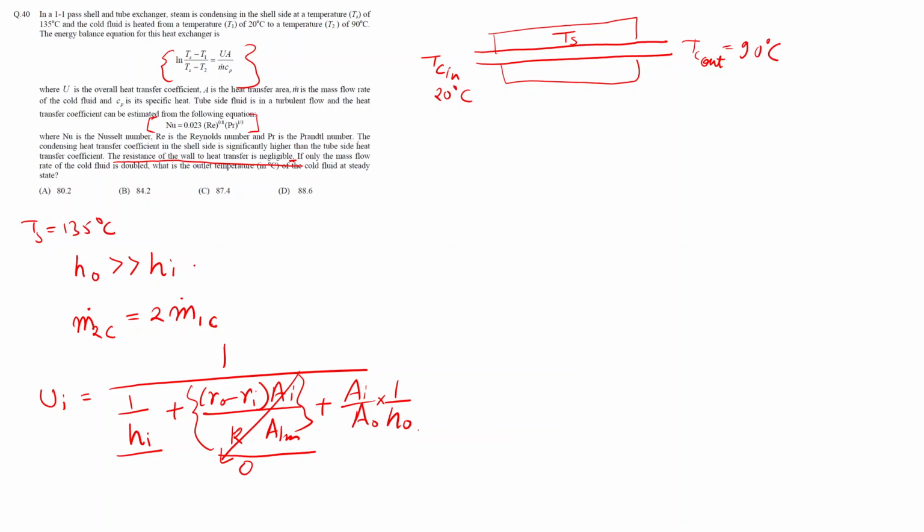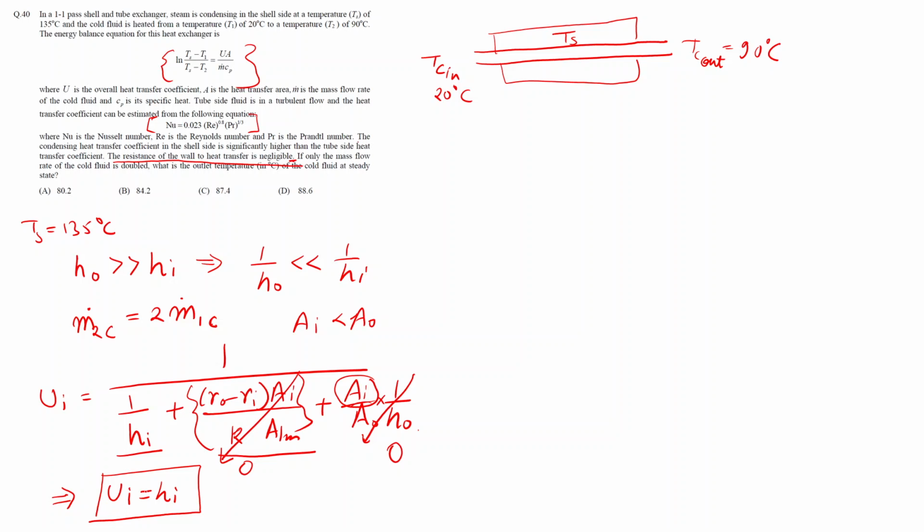And also we have been given this correlation, h0 is very much greater than hi, so we can write that 1 upon h0 is very much less than 1 upon hi. Also the inner side area will be less than the outer side area, that is Ai is less than A0. So basically this term will also be very small as compared to this term, so we can neglect this term. So from this overall heat transfer coefficient, we can write 1 upon Ui is equal to 1 upon hi. That is, the overall heat transfer coefficient is equal to the heat transfer coefficient of the inner side, that is hi.